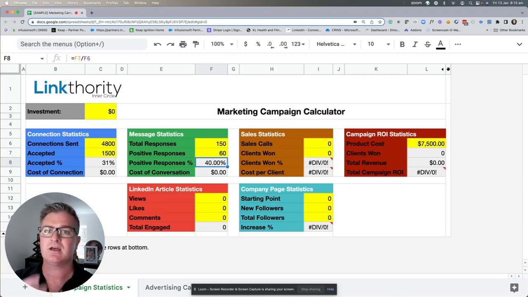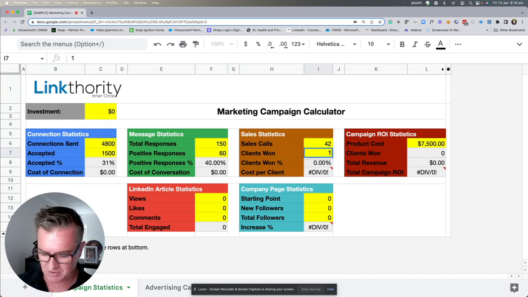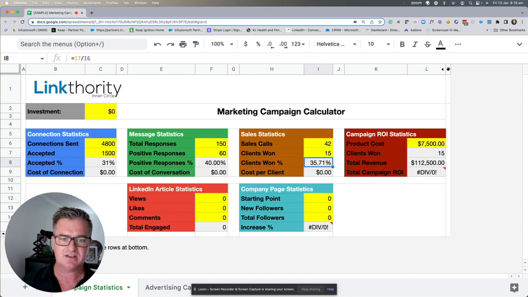So we've worked those conversations. We've put the time and energy in. Out of those 60 people, now we're working with them. Let's say we get 42 of them onto a sales call. So from 60, we get 42 to a sales call, whatever that number might be for you, but in this example, that's it. And then out of those 42, let's just say we converted 15. So we had a 35% conversion rate from sales call to actual client.